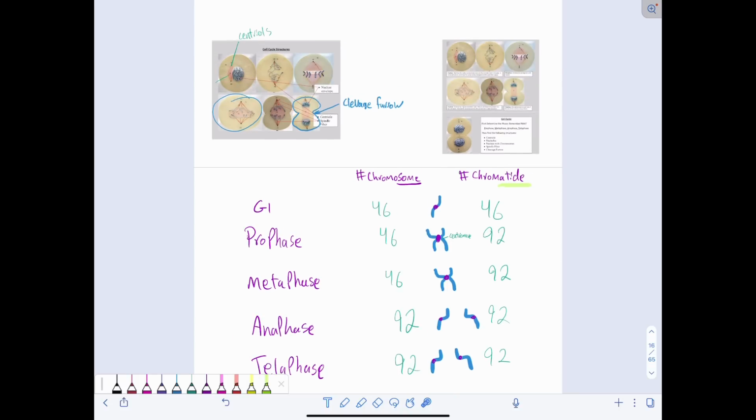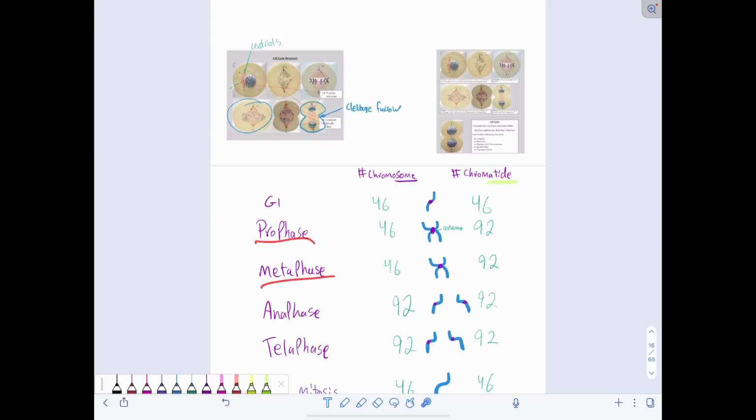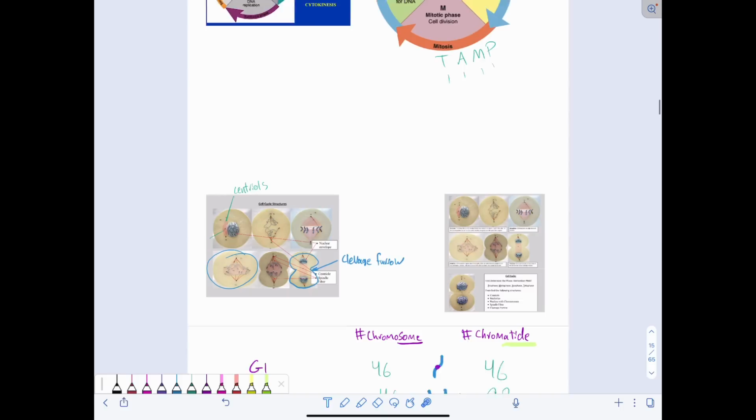Throughout the cell cycle, at least in prophase and metaphase, you are going to maintain the same number of chromosomes. Only once you hit anaphase will your number of chromosomes change and become 92, just because they're no longer bound together through the structure called the centromere. I think that's all I wanted to mention about this part.